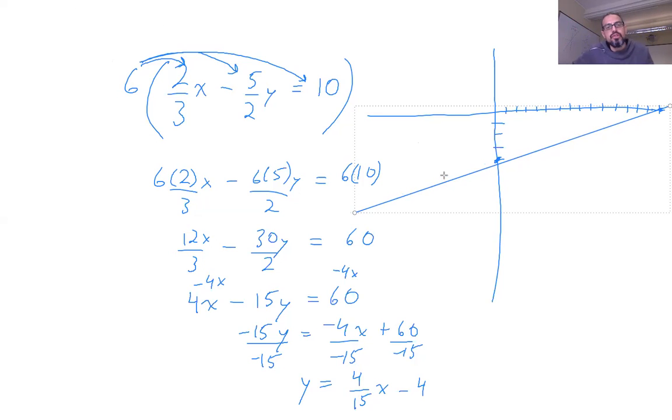Okay, so that's basically it. That's my lesson. You have just learned how to graph a line of the form y equals mx plus b.